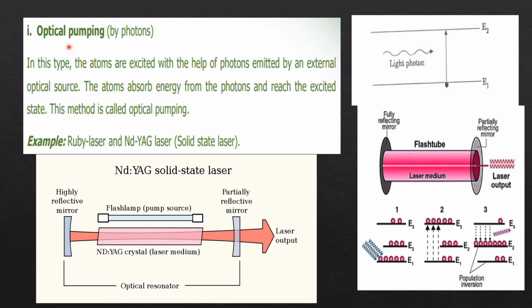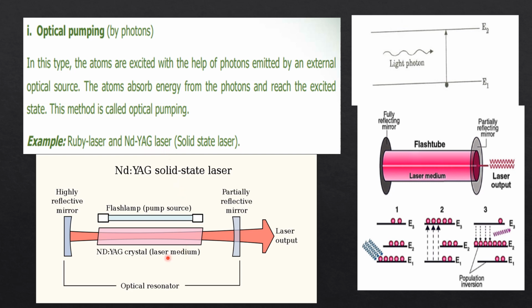The first method we are going to discuss is optical pumping. In optical pumping, pumping is done by means of photons. In this type of pumping method, atoms are excited with the help of photons emitted by some external optical source. And mostly in the case of solid lasers, you will have this kind of pumping. Examples are ruby laser, and neodymium yttrium aluminum garnet, Nd:YAG laser.